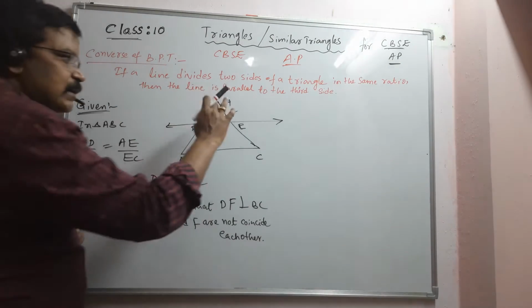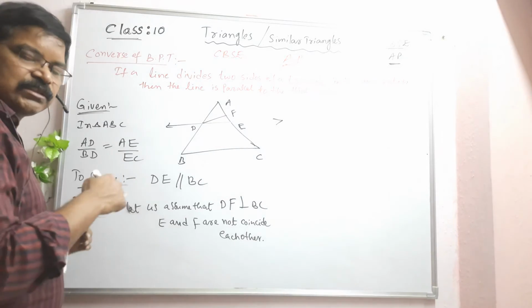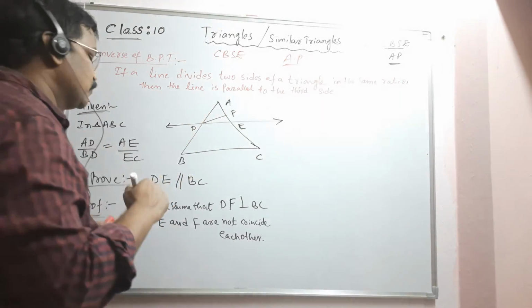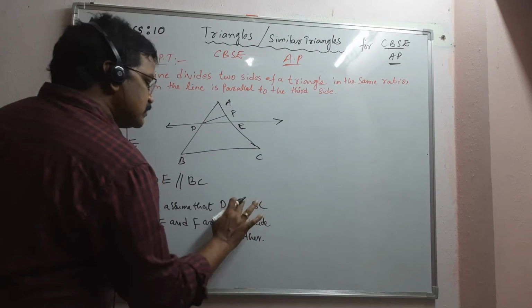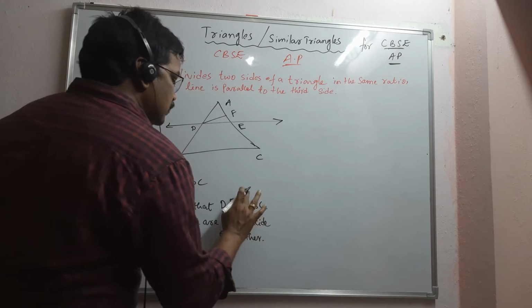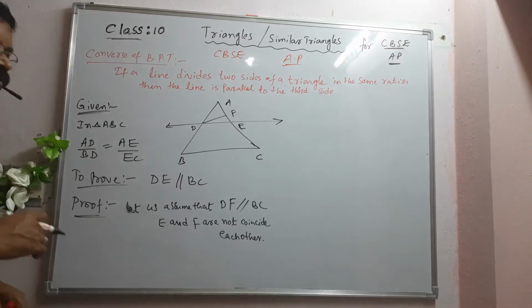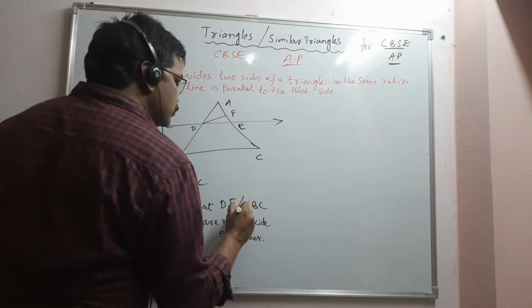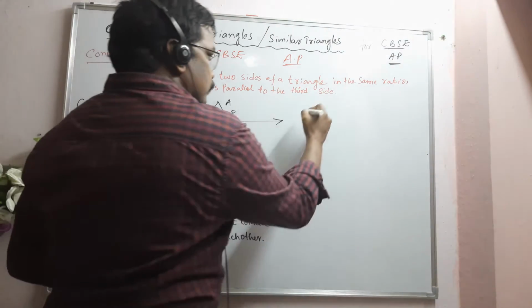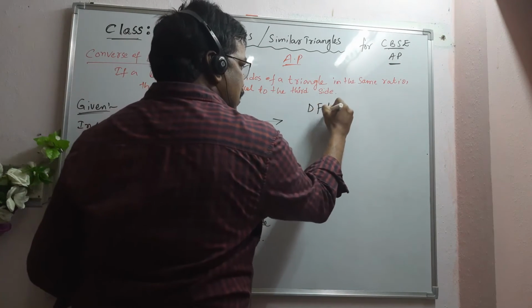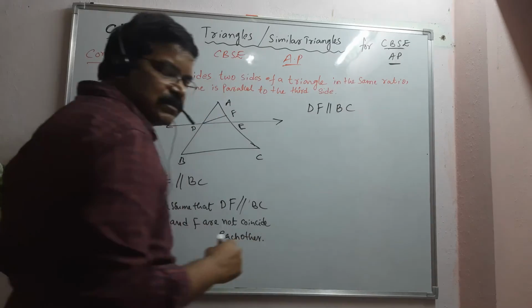That E is different, F is different. They are two different points. Okay, good. Now DF is parallel to BC. I wrote perpendicular, sorry. This is parallel. DF is parallel to BC, right? Okay. Now DF is parallel to BC, no students?